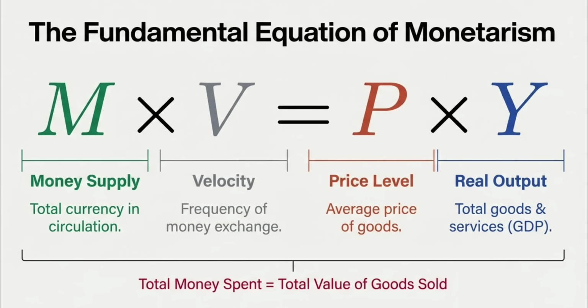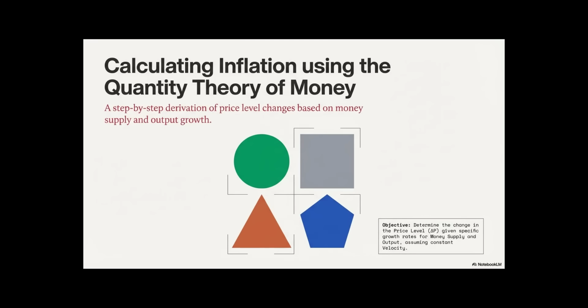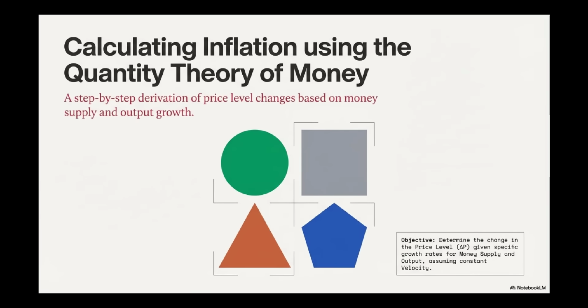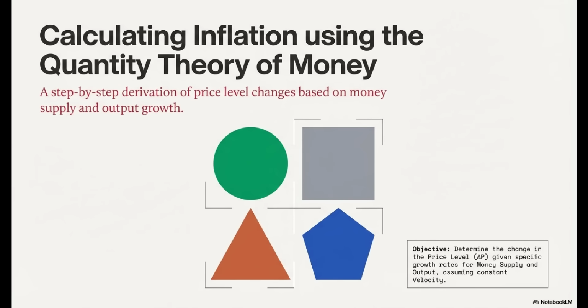This is the brief on the quantity theory of money and how to calculate inflation. So we're walking through a core macroeconomic exercise here. It uses the classic quantity theory of money to figure out how changes in the money supply and economic output actually affect the price level.